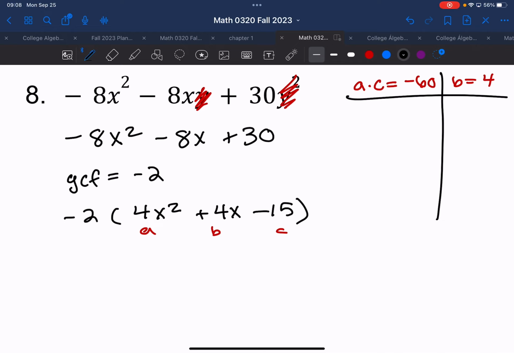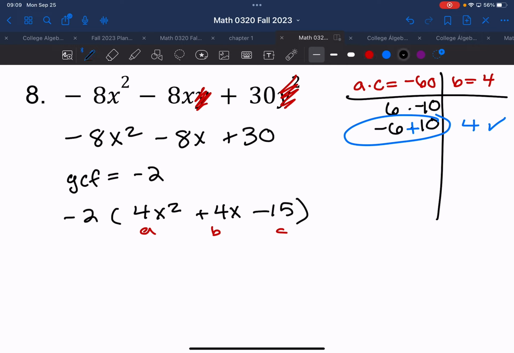You said 6 and negative 10? Okay, yep, 6 and negative 10 gives us negative 60. If I add that, will that give me a positive 4? No, so what should I do with the sign? Switch it. So negative 10 and a positive 6, if I add that, will give me a positive... You didn't change your sign. I didn't, yeah. Negative 6, positive 10. If I add that, will give me a positive 4.